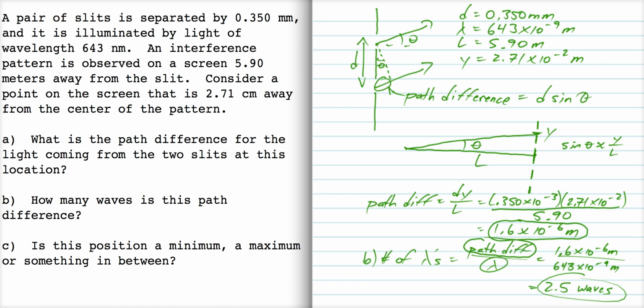Now since we're at 2.5 waves, that must be a minimum. Because any path difference that has some half number of waves is a minimum. If the path difference were 0 or 1 or 2 or 3 waves, that would be a maximum. At half a wave, 1.5, 2.5, 3.5, it's a minimum. So in this case, we're at a minimum.